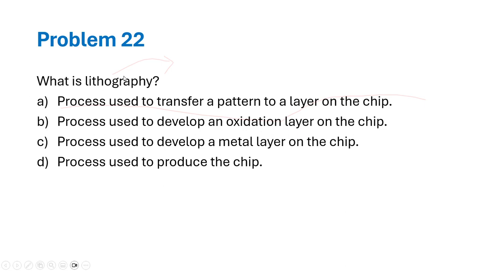So we'll move on to the next question. What is lithography? A. Process used to transfer a pattern to a layer on the chip. B. Process used to develop an oxidation layer on the chip. C. Process used to develop a metal layer on the chip. D. Process used to produce the chip.